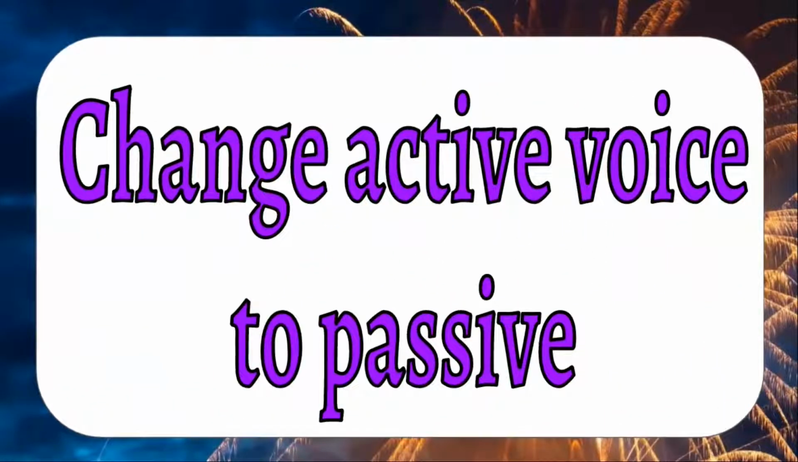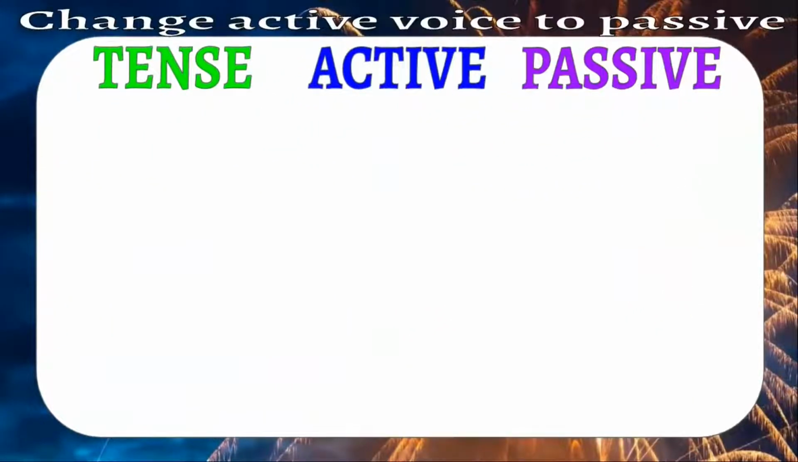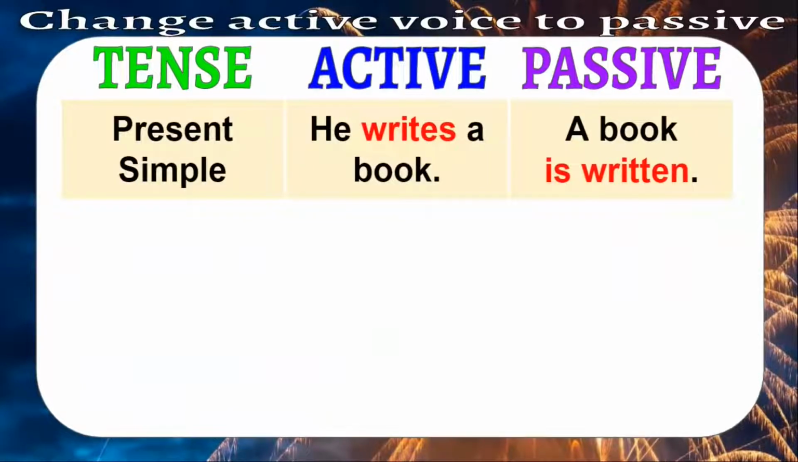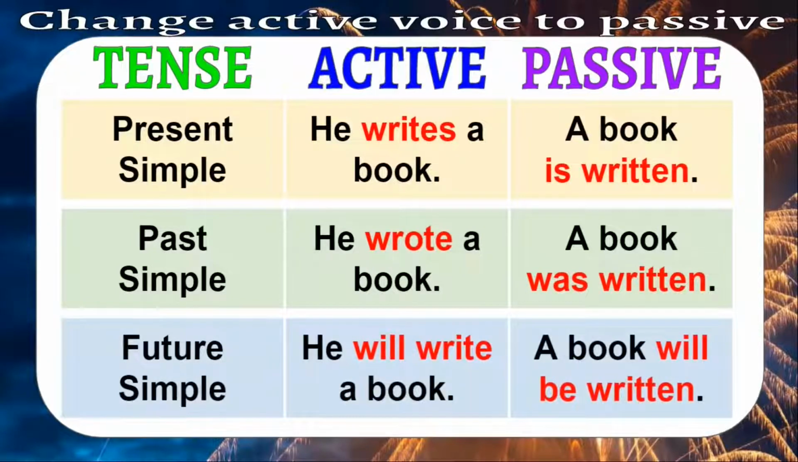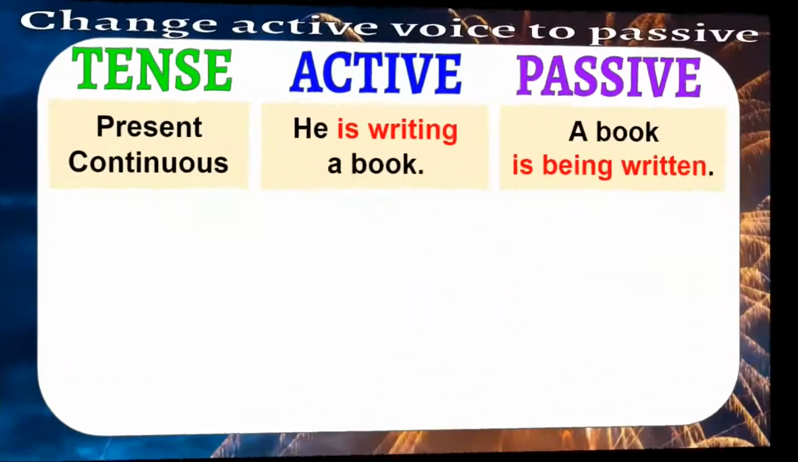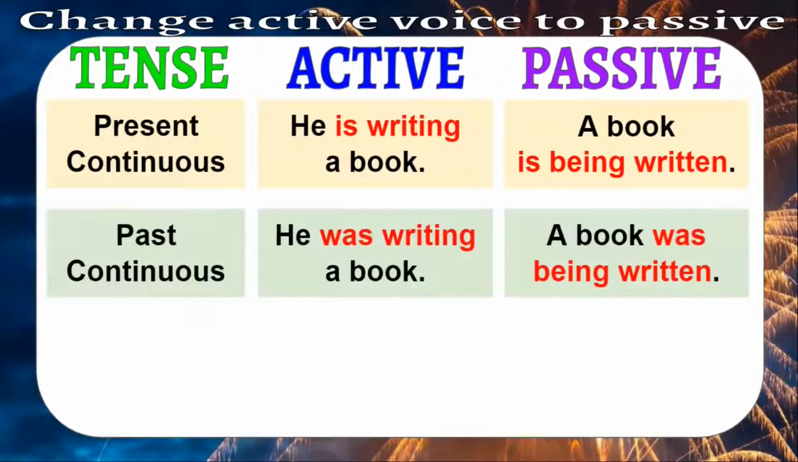How do we change active voice to passive? Look at the following. Present simple. He writes a book. A book is written. Past simple. He wrote a book. A book was written. Future simple. He will write a book. A book will be written. Present continuous. He is writing a book. A book is being written. Past continuous. He was writing a book. A book was being written.